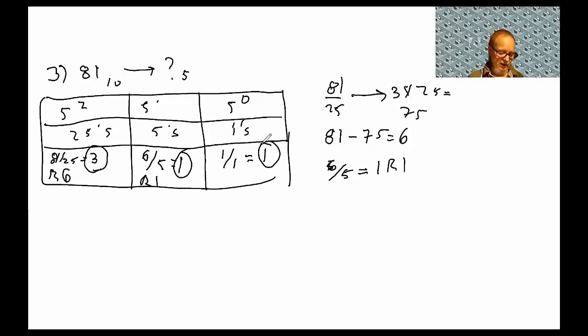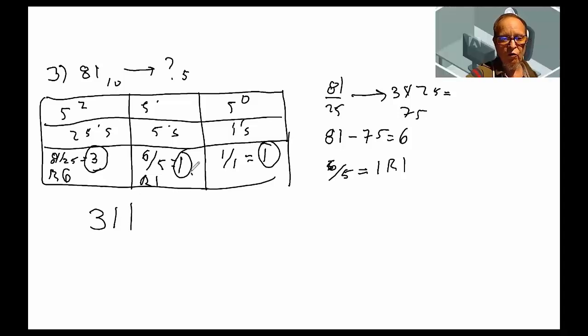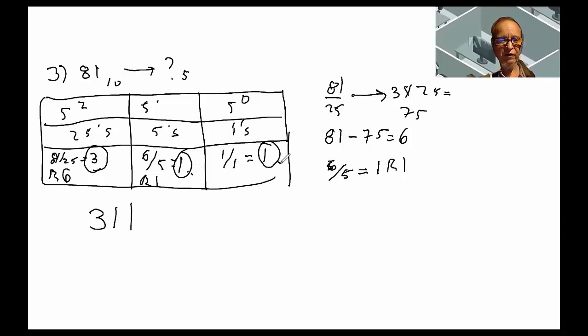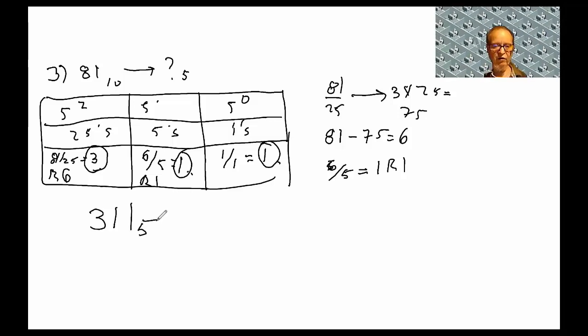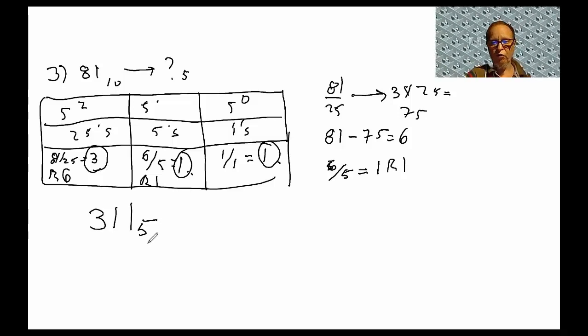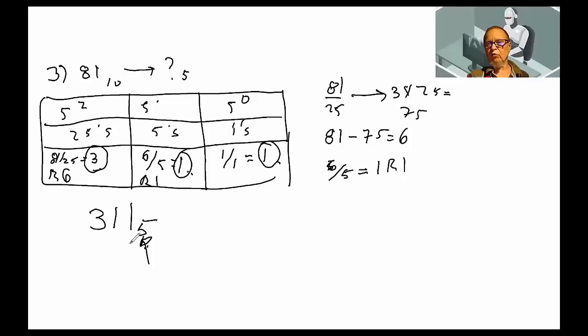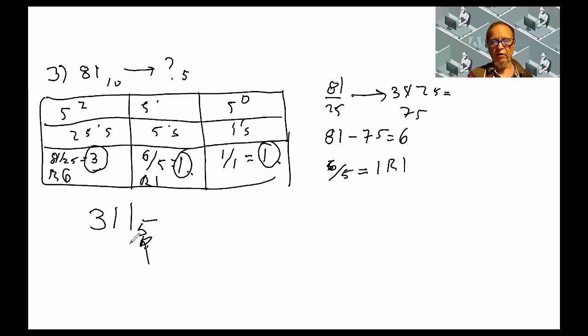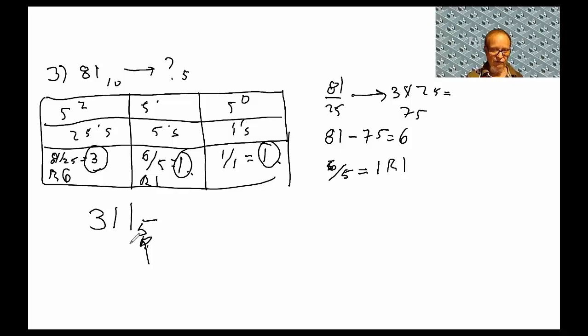And we see that we had 3, 1, 1. So 3 from here, 1 from here, and 1 from here. And then, of course, we write a little 5 down there, which is very, very important because we have to know what base this is. If we don't write anything there, it will be assumed to be base 10. And that's not what we have here. What we have here is base 5.